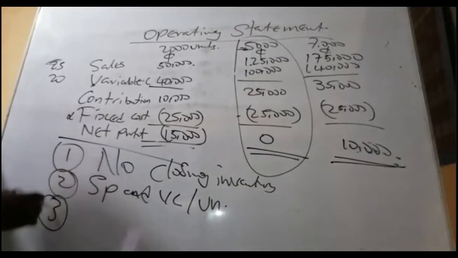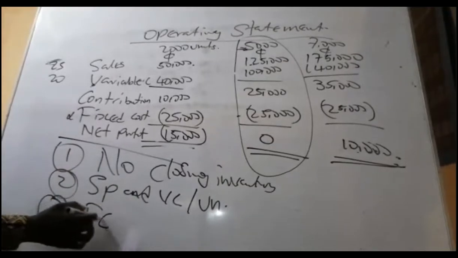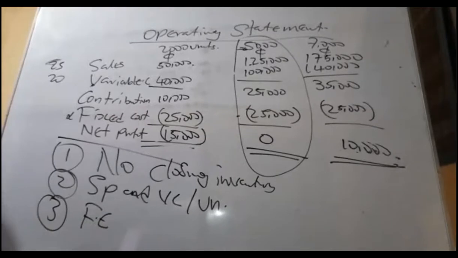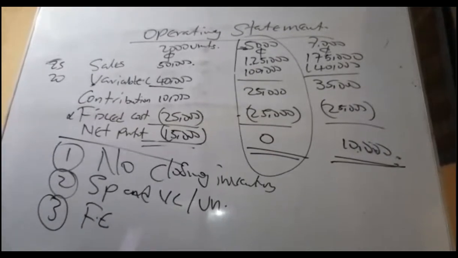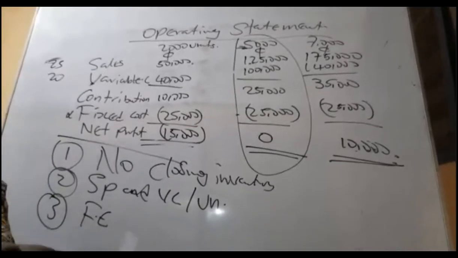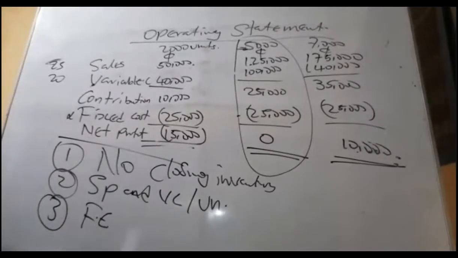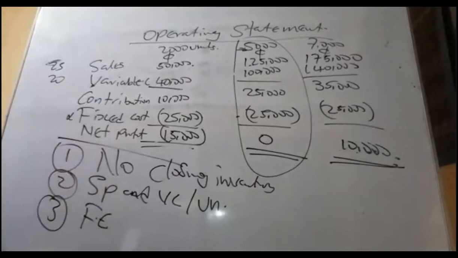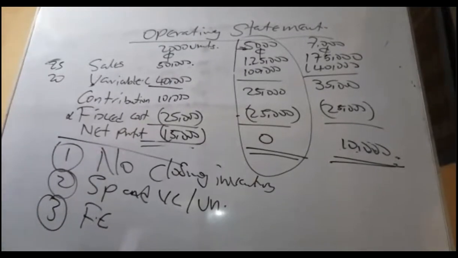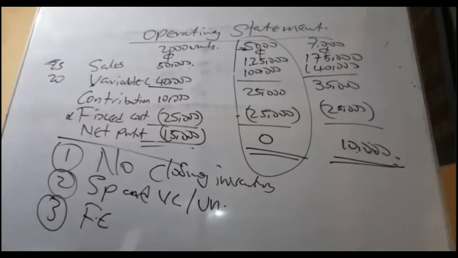Point number three, fixed cost. It's also assumed that the fixed cost remains constant at all levels of activity. In reality, it's not true. Fixed cost can also increase or change. In short, the fixed cost will be the same toward the activity level. Now, this CVP analysis is a major topic found under marginal costing.